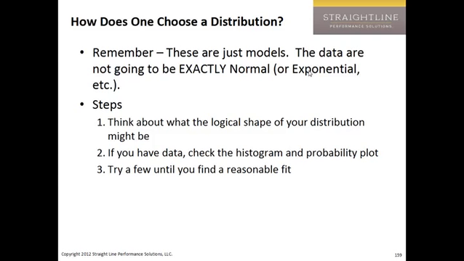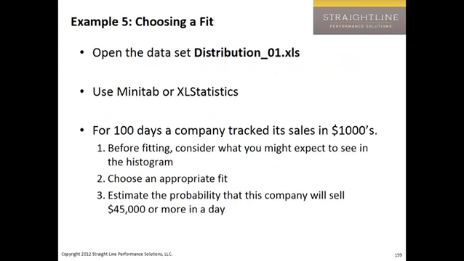If you have data, on the other hand, check the histogram and something called a probability plot. Now, if you're a black belt and we've gone through the capability, you'll know that there's something called a probability plot. You can do that in Minitab very easily. If you're a green belt and listening to this, you haven't done that. You should just use the histogram. And the third thing is just to try a few and see if you find a reasonable fit. And Minitab has a nice facility to help us with that.